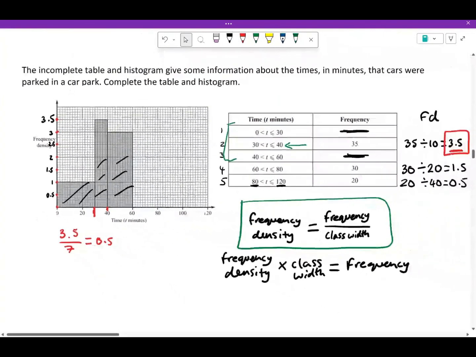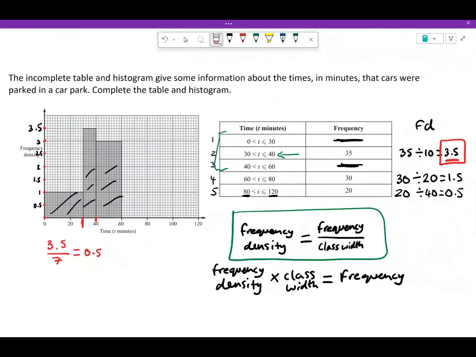So if I zoom back out and look at my frequency table, let's consider which classes we have the frequency density for. Well, we've already considered class 2, and we know that bar is on the diagram, the 30 to 40. But the other two for which we have the frequency density would be class 4, the 60 to 80, and then class 5, the 80 to 120.